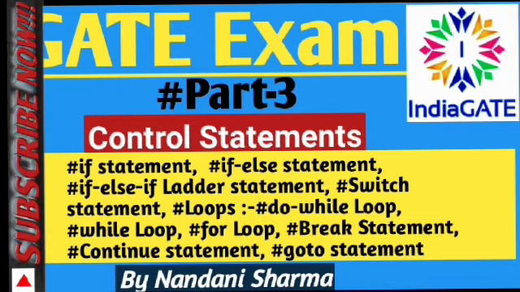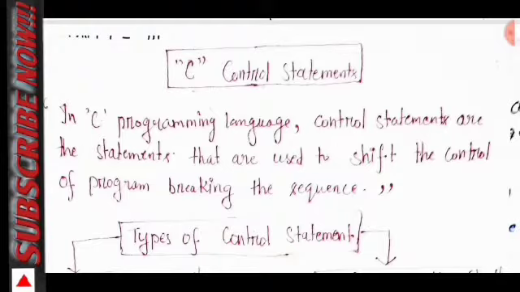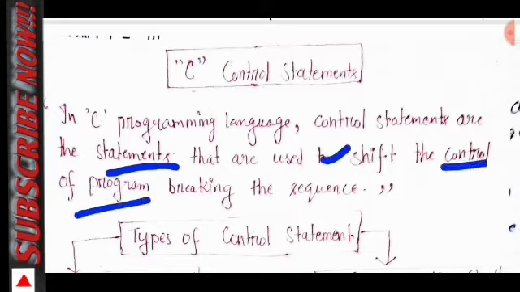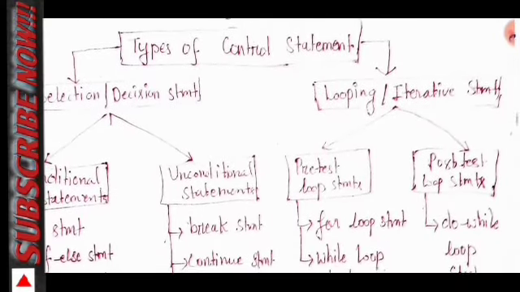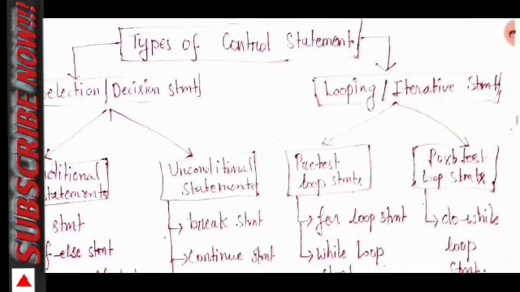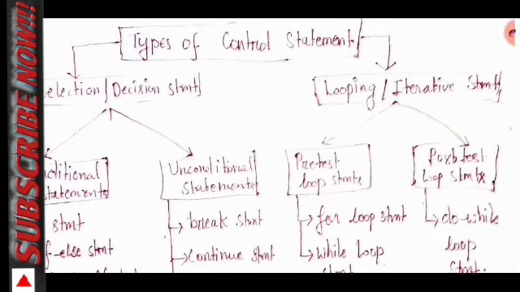So, let's start. What are C control statements? Basically, C programming language control statements are statements that are used to shift the control of a program, breaking the sequence. Now, how many types of control statements are there? There are two types of control statements. First is the selection or decision statement, and second is the looping or iterative statement.